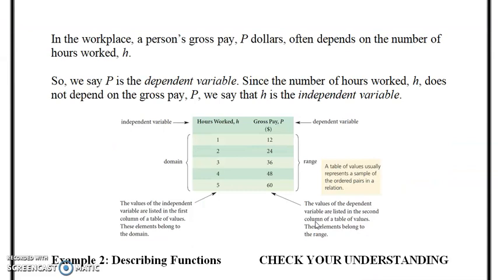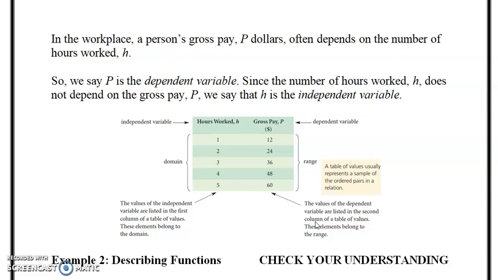Next, we're going to look at how to describe functions in example 2. So in the workplace, a person's gross pay, P in dollars, often depends on the number of hours worked. So gross pay is basically multiplication. One way to do it, and we're going to look at this later on when we do the financial section in Chapter 8.